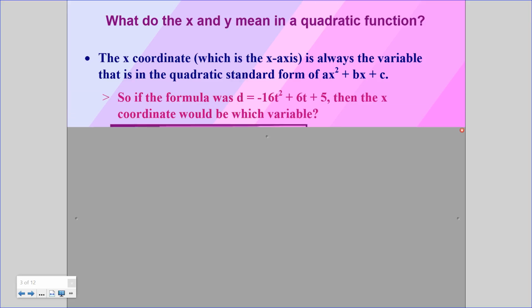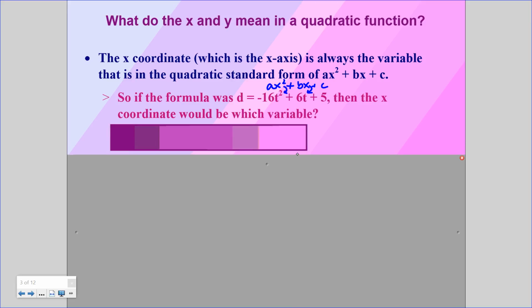So for example, if the formula for a word problem was d equals negative 16t squared plus 6t plus 5, then the x-coordinate would be which variable? Well, if you're looking at standard form, which is ax squared plus bx plus c, you can see that in the place of x is t. So t would be the variable there that we're working with.